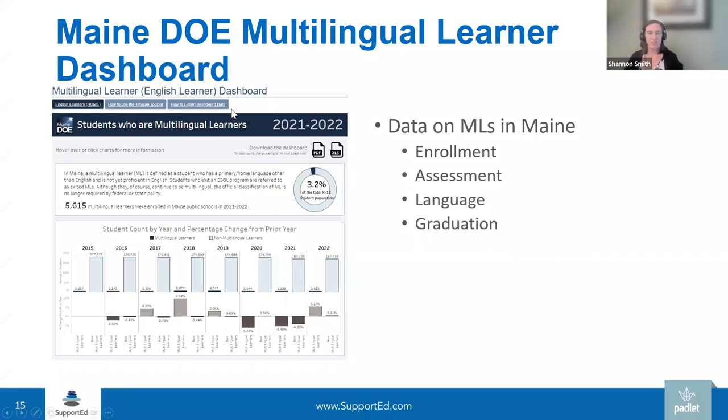So one of the pieces that we usually like to start is, what do we already know and what data do we already have? The Maine Department of Education has developed a multilingual learner dashboard of data on topics such as enrollment, assessment, language, and graduation. We're going to share some of the pieces from that dashboard as it relates to SLIFE. However, you can take a deeper dive by accessing the link on our Padlet.